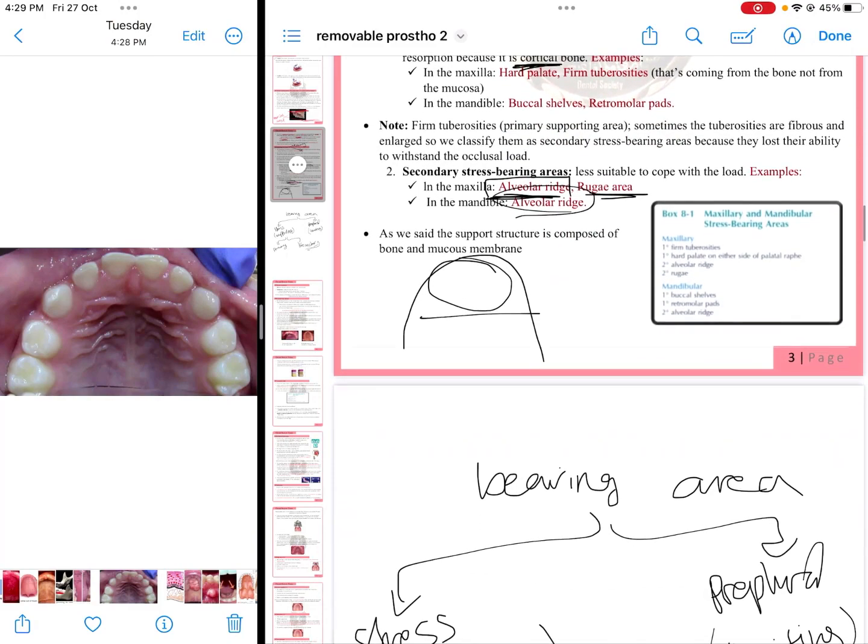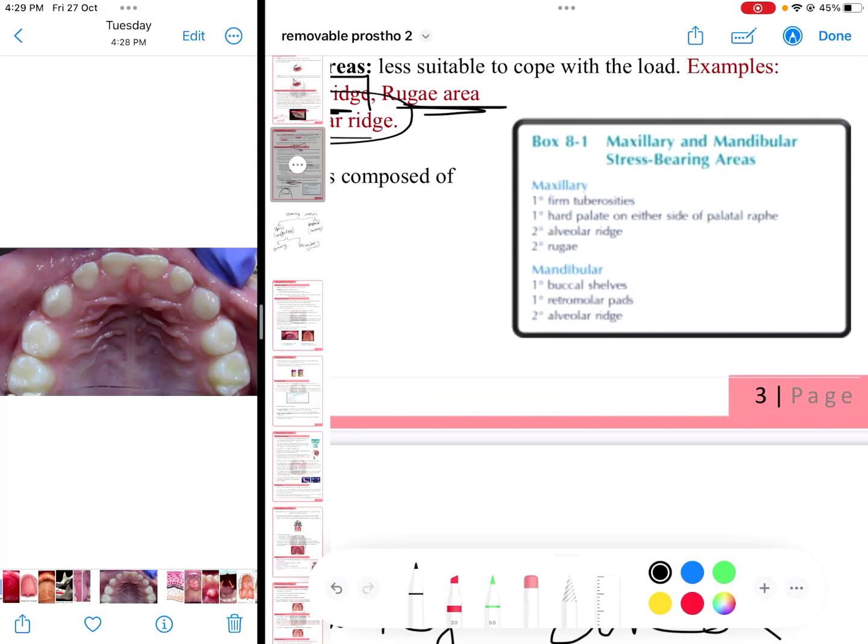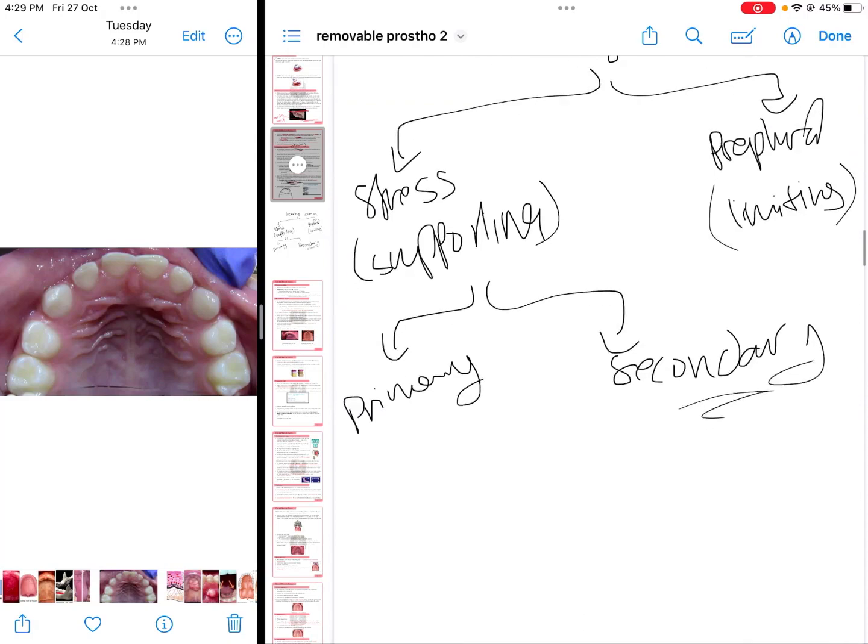Okay? So look at this diagram. It summarizes what we have said. In the maxilla, the tuberosity and the hard palate, what are they? They are primary. And the alveolar ridge and the ruga are secondary. In the mandible, the buccal shelf and retromolar pad are the primary, and the secondary is the alveolar ridge. Okay.